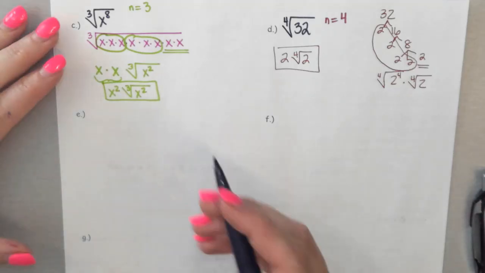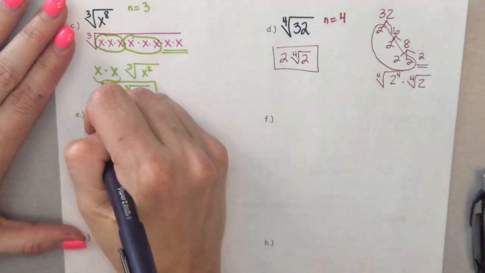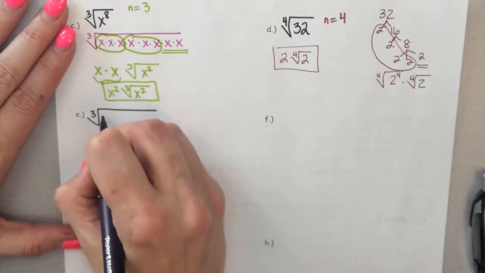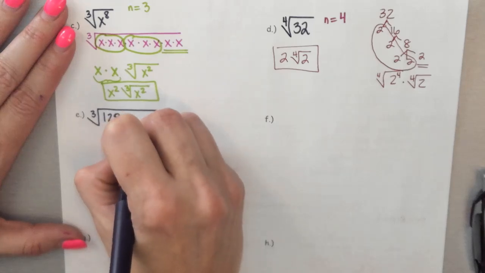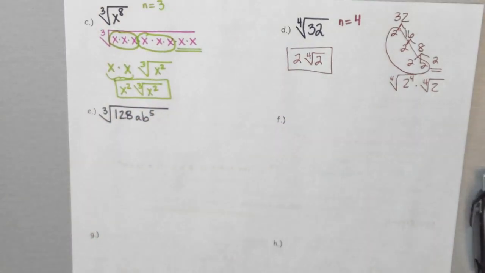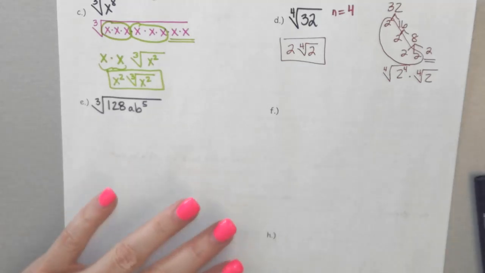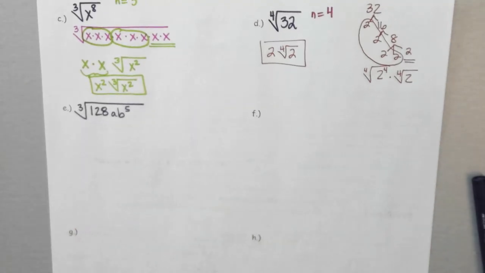Okay, again, we need to just be careful about how we're writing some of those. So make sure it's clear. Okay, and then let's start part E. B to the 5th, yes. And then the index is 3.